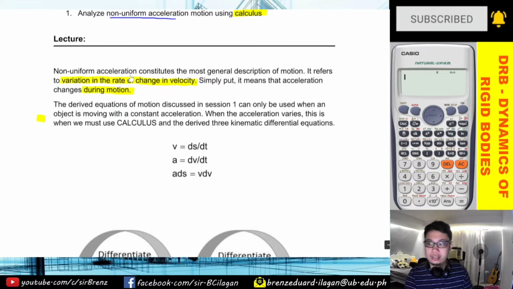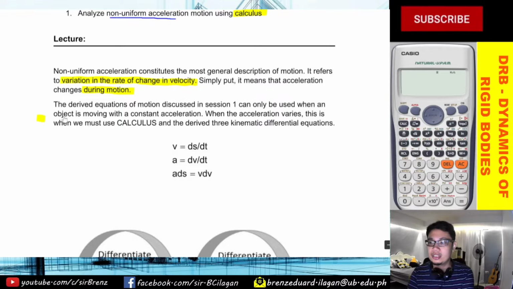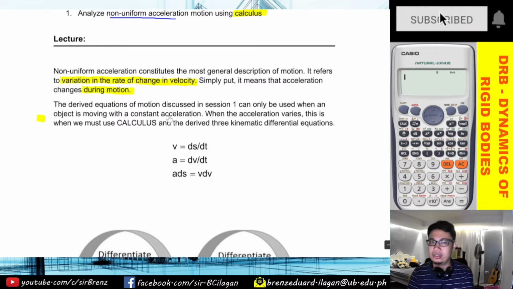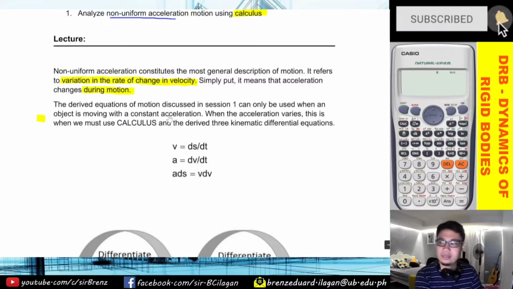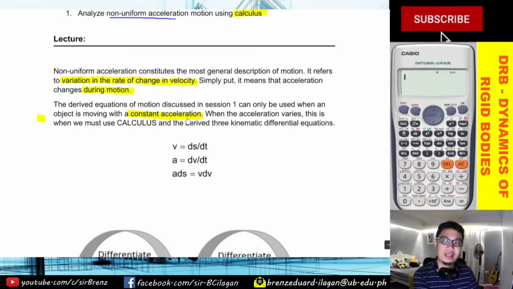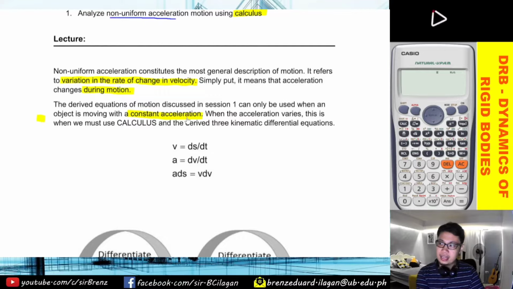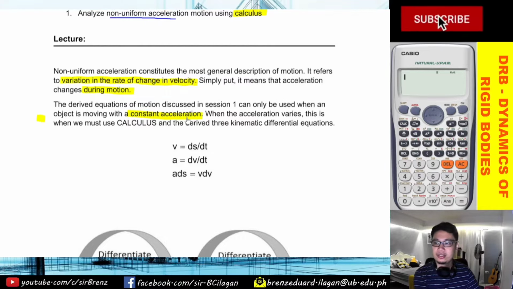So the derived equation of motion discussed in session 1 can only be used when an object is moving with a constant acceleration. So, yung mga SV, VOT, plus 1 half AT squared. So, yung mga yon is applicable lang kapag constant yung acceleration. Pero kapag siya ay non-uniform acceleration na, so dyan napapasok yung ating application with using calculus. So, either integral yan or differential. So, when the acceleration varies, this is when we must use calculus.